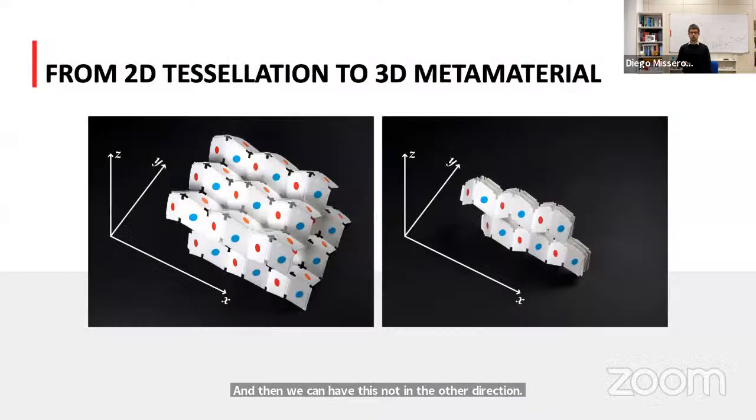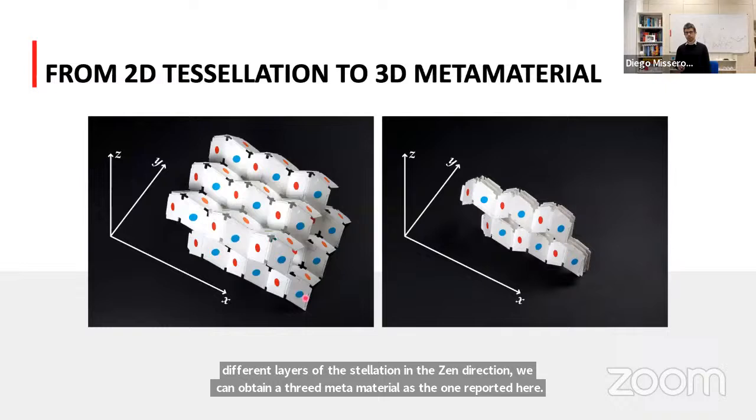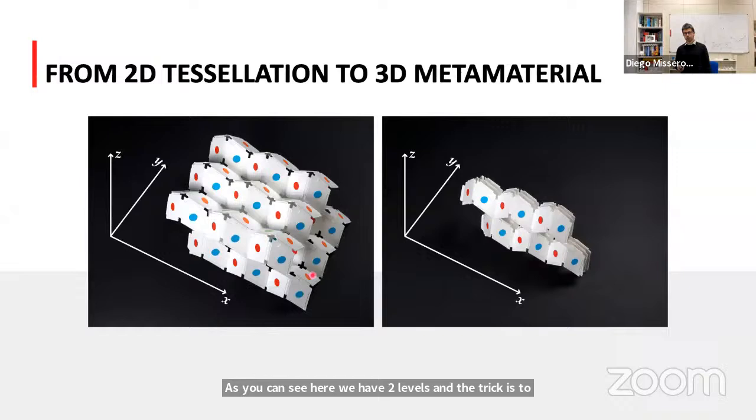With that said, I can say that by stacking different layers of this tessellation in the Z direction, we can obtain a 3D metamaterial as the one reported here. As you can see here, we have two levels, and the trick is to create this thin extension to connect the one level to the other level.